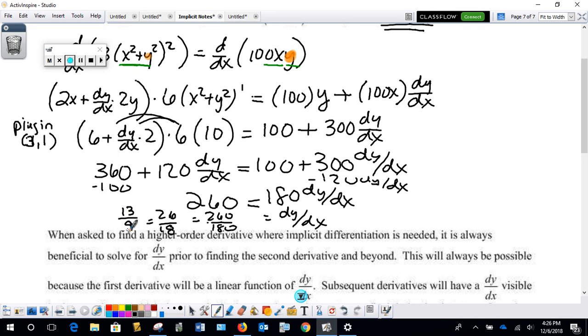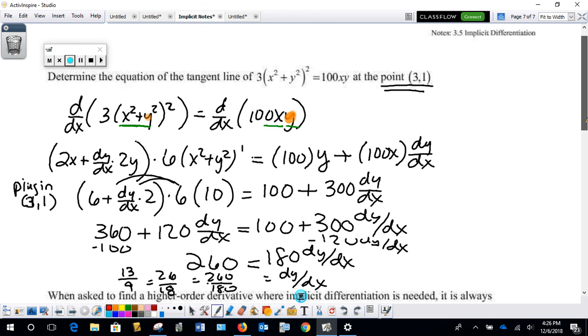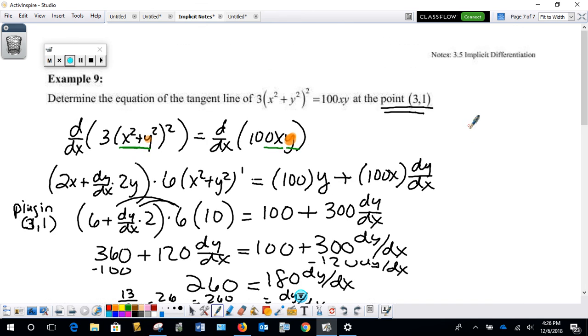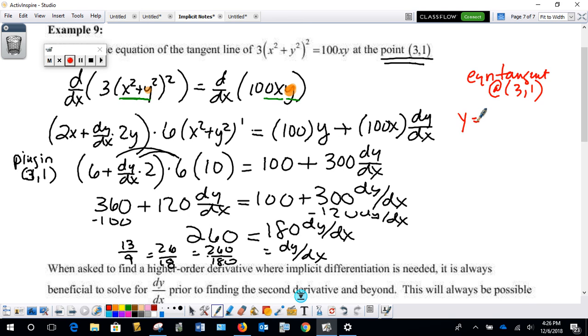So 13 ninths. But don't forget that you have to answer the question that they have asked you. And the answer to the question is the equation of the tangent line at 3, 1. And so y equals 13 ninths times x minus 3, plus 1. So that's the equation of the tangent line.